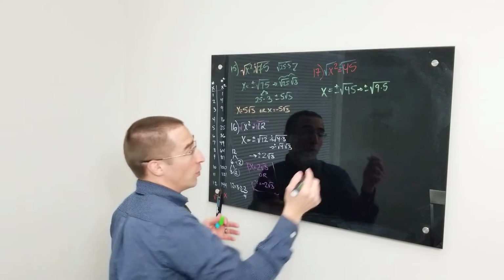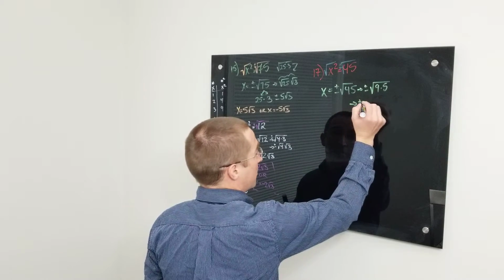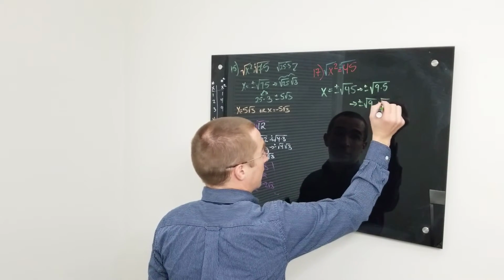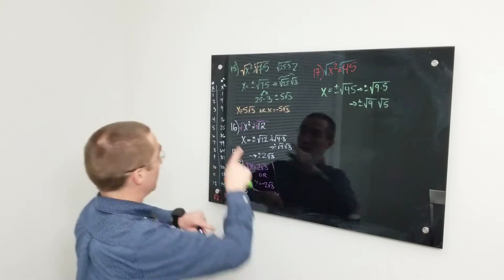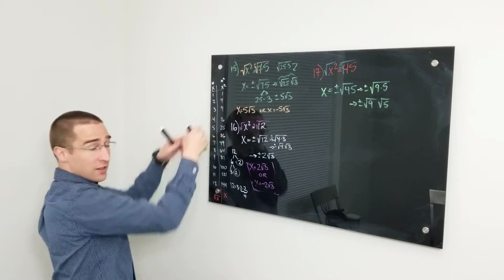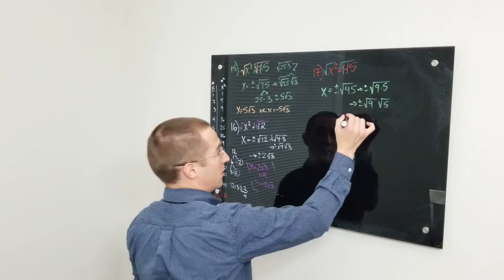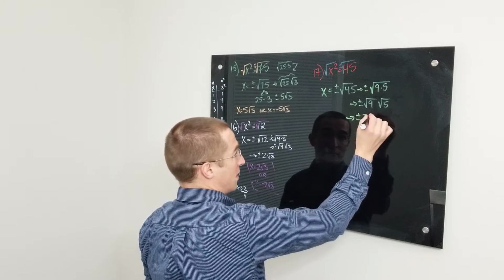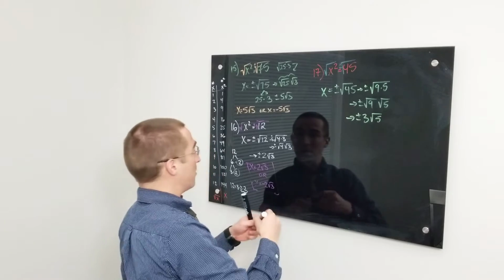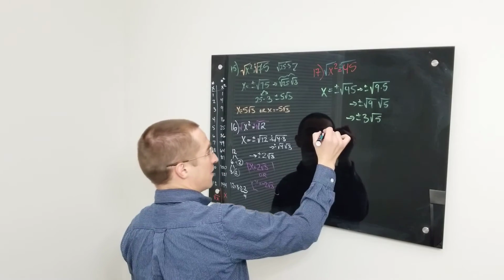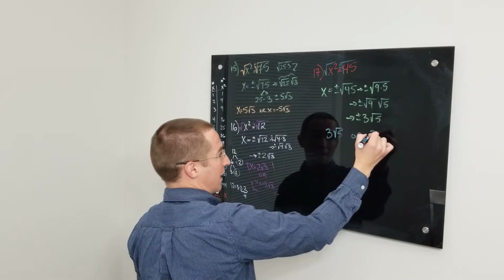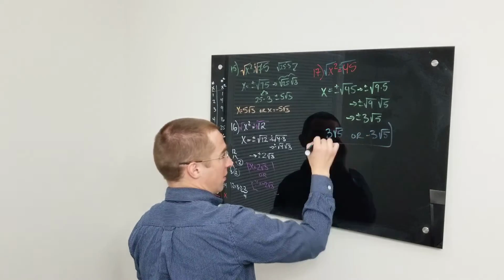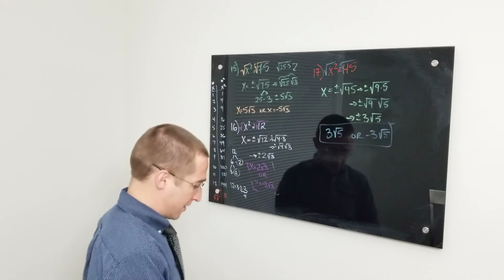Cool, well that gives me plus or minus the square root of 9 times the square root of 5. We know the square root of 9 is 3, so this gives me plus or minus 3 square roots of 5. So my answer is 3 square roots of 5, or negative 3 square roots of 5. All right, those are our final answers.